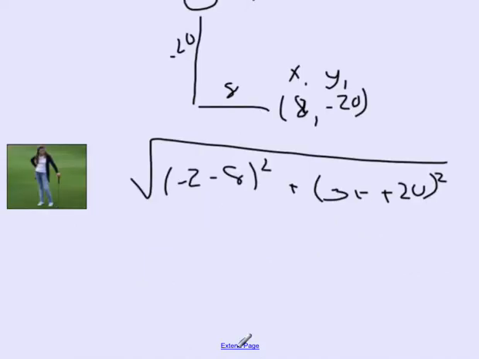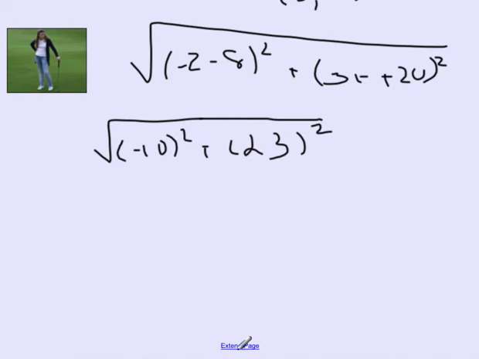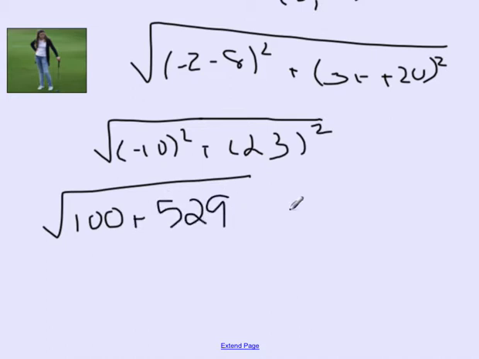So negative 2 minus 8, that's going to give me a negative 10, and that's squared. 3 plus 20 is going to give me 23, and again, that is squared as well. So when you square a negative number, it becomes positive. Negative 10 squared is 100. 23 squared is going to give us 529. So then what we get is the square root of 629.